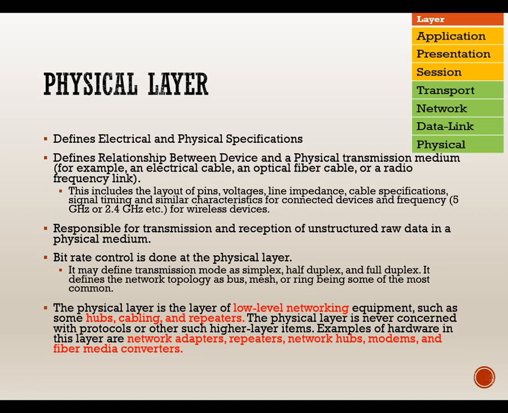A relationship between device and physical transmission medium. For example, an electrical cable, optical fiber cable, or radio frequency. Are we going to use electrical cable? We're going to use copper, or we're going to use fiber, or we're going to use wireless. Includes a layout of pins, voltages, line impedance, cable specifications, signal timing for connected devices and frequencies. 5 gigahertz, 2.4 gigahertz, the two wireless standards that we use.